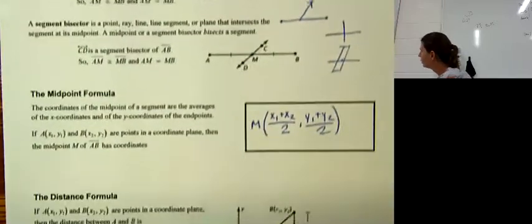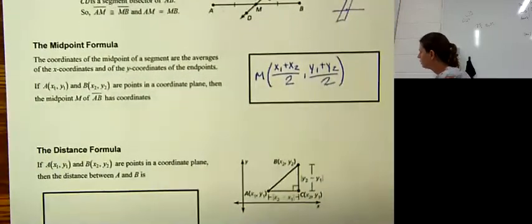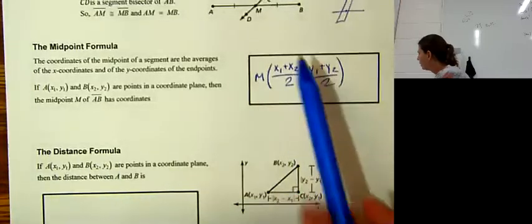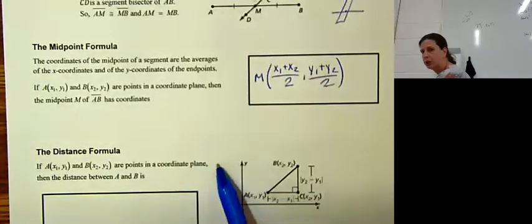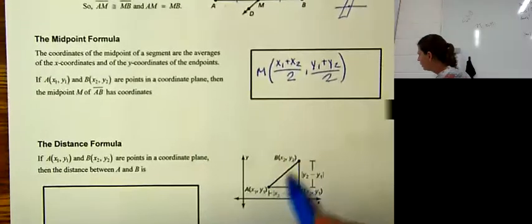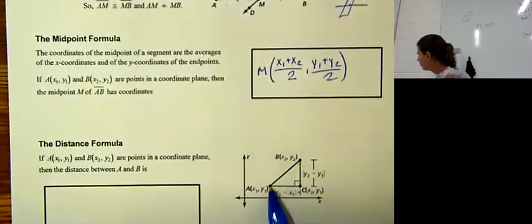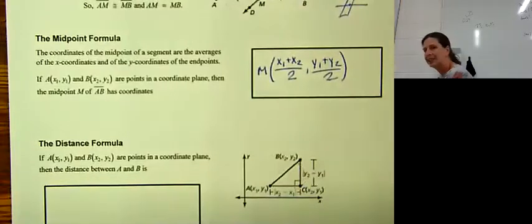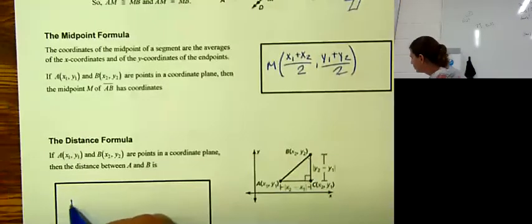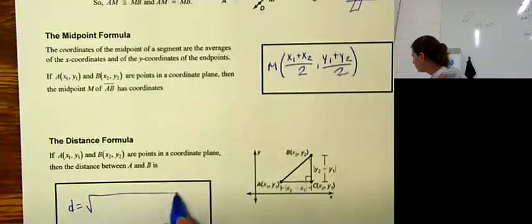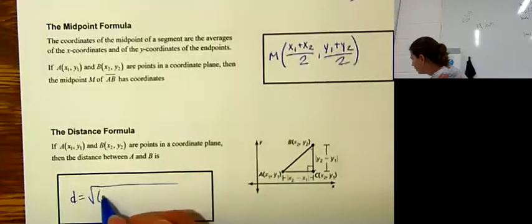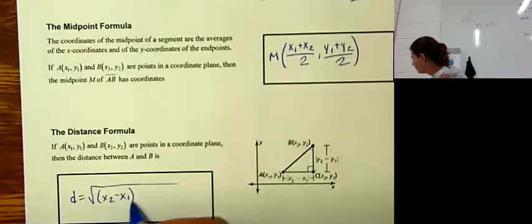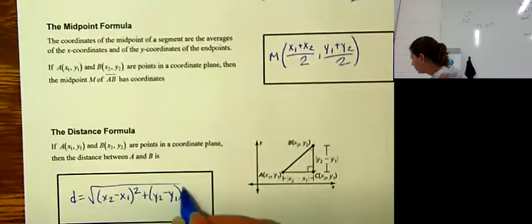The other formula that we're going to get into is distance. So here again, we were able to find the distance when it was horizontal or vertical really easy. When you start making it at an angle, we actually have to find the difference of our x's, just like we did the other day, and our difference of our y's, but now we have to put them together. So distance formula is when you take the square root of the difference of your x's squared plus the difference of your y's squared.